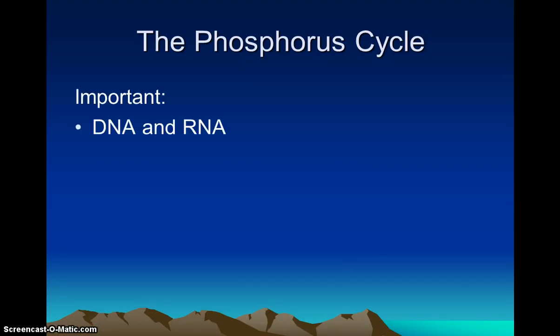Next we have the phosphorus cycle, which is very important because of RNA and DNA. If we didn't have phosphorus, we wouldn't have our DNA or our RNA. Also with ADP and ATP, because we know phosphorus makes up that energy.